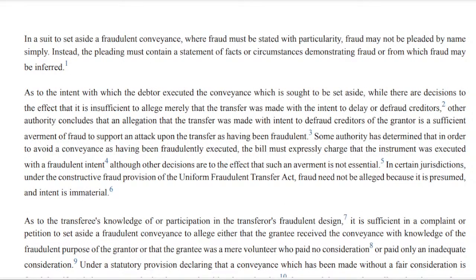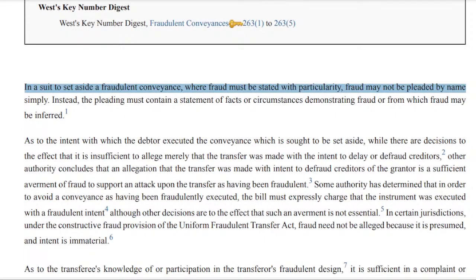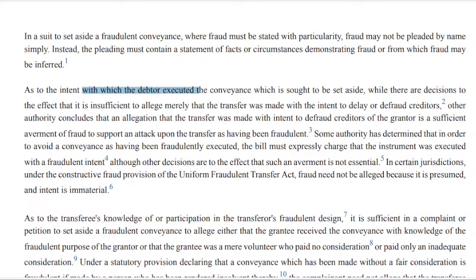All right. So let's see here. In a suit to set aside a fraudulent conveyance where fraud must be stated with particularity, fraud may not be pleaded by name simply. Instead, the pleading must contain a statement of facts or circumstances demonstrating fraud or from which fraud may be inferred. As to the intent with which the debtor executed the conveyance, which is sought to be set aside, while there are decisions to the effect that it is insufficient to allege merely that the transfer was made with the intent to delay or defraud creditors, other authority concludes that an allegation that the transfer was made with intent to defraud creditors of the grantor is a sufficient averment of fraud to support an attack upon the transfer as having been fraudulent.